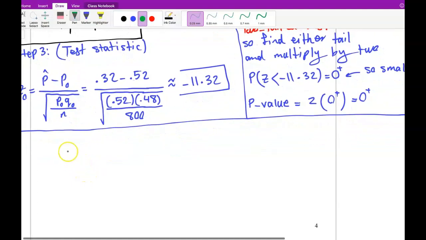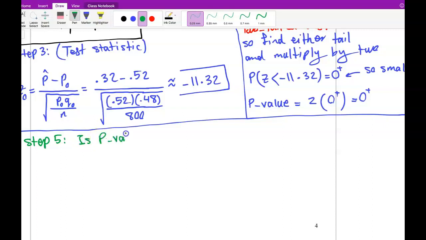Now step 5. Is the p-value less than alpha? So is this number less than 5%? Yes.